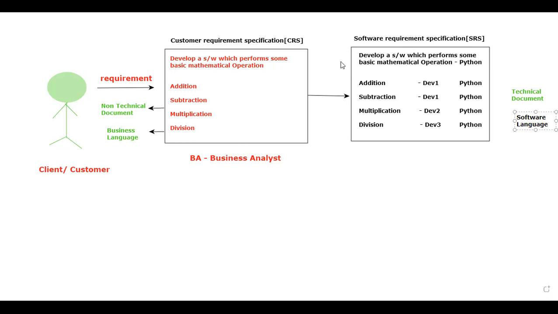It's a software language which the developers will understand. These category of people are technically called as what? Senior developers or developers. Your team manager, team lead, project manager, all those people will get the SRS. Afterwards they will assign the task to junior developers or main developers. Is that clear? It's a technical document and it's in software language.